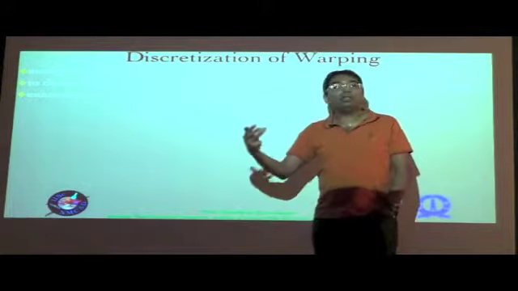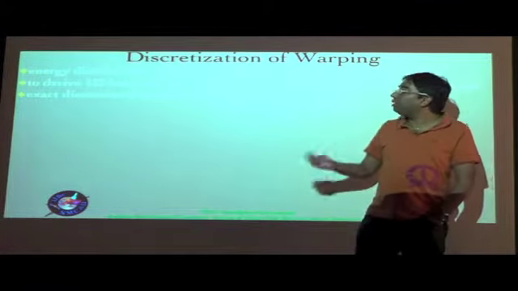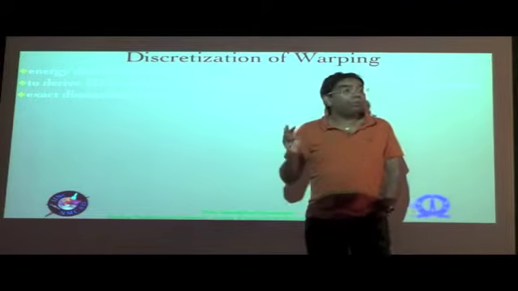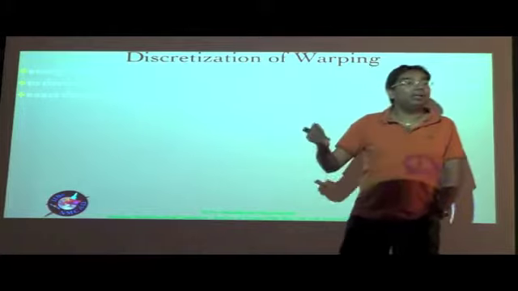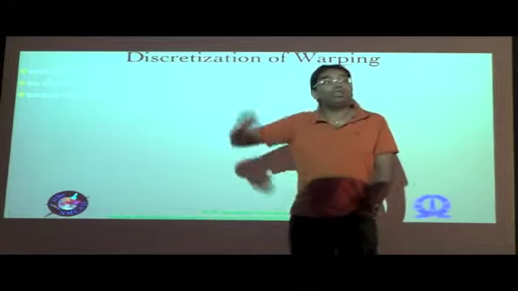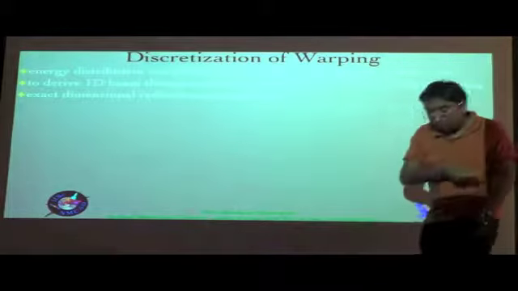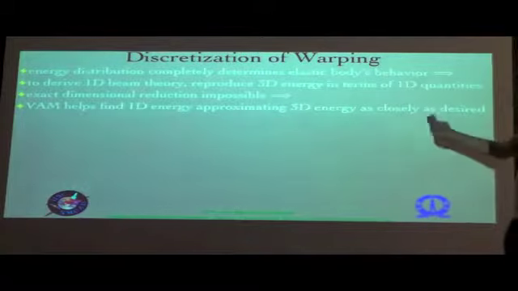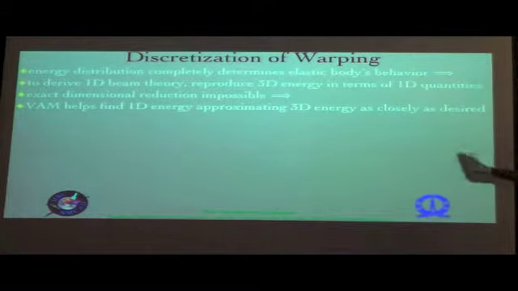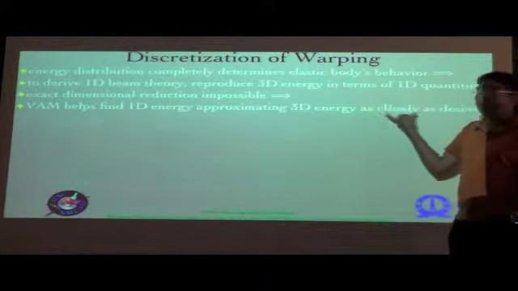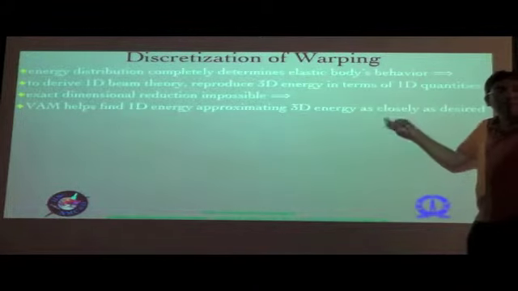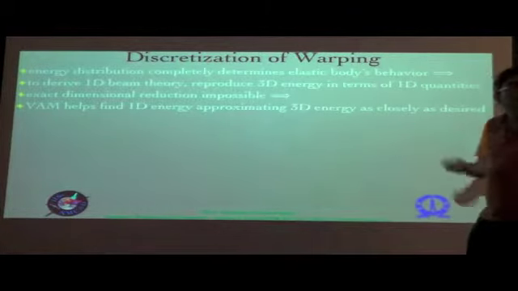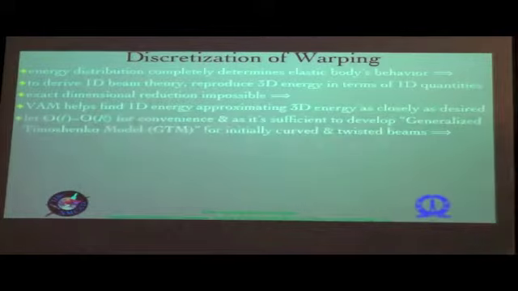Just that we are taking advantage of the cross-sectional dimension being small compared to the length and therefore reducing it to 1D, which means that exact dimensional reduction is impossible. It's just that, what is the best that we can do? What we can do is asymptotically approach the exact solution, and that's basically what we are doing using the VAM. So VAM helps find the 1D energy which approximates that 3D energy as closely as desired, and this is a linguistic term, as closely, but it has the mathematical significance here in terms of the asymptotics, in terms of the identified small parameters and the relationships between them.